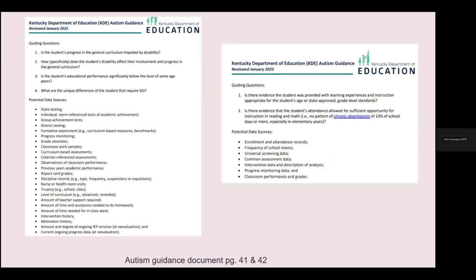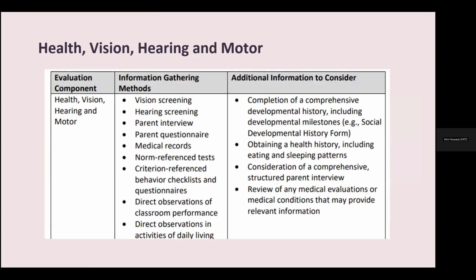Okay, so this talks about data sources. I thought this was really helpful. And this is all from that autism guidance document. It talks about where we might find some of this information. You can quickly read through there. It could be intervention history, class work samples, observation of classroom performance. It could be curriculum-based measurements or academic tests of achievements. Just lots of things that might help you figure out if this is an impact or not on your student. So know that those are all good resources.